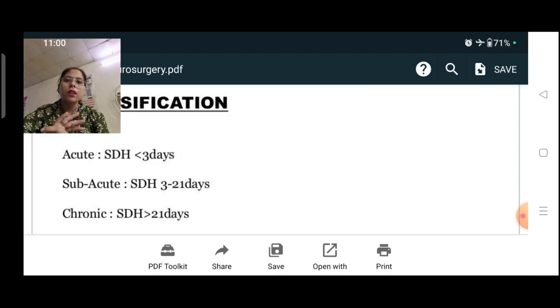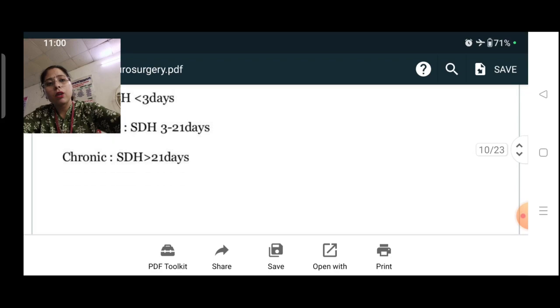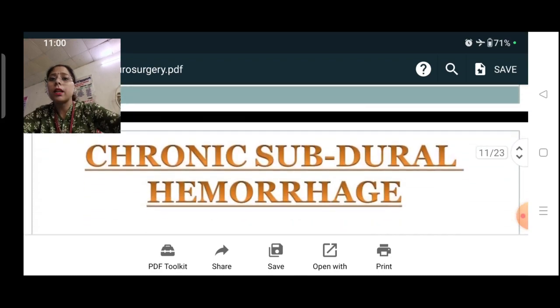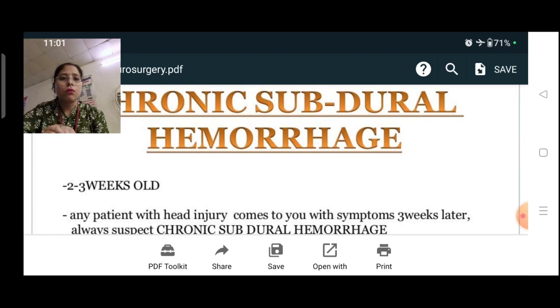Acute is the time where the patient has just got it. If he has come to us before 3 days, then it will be considered an acute subdural hematoma. If he has taken approximately 21 days, then it will be known as subacute hematoma. And if he is coming to us after more than 21 days, then only it will be known as chronic subdural hematoma. Yes, that much time patients take to come to us. So chronic subdural hematoma is a hemorrhage 2 to 3 weeks old.